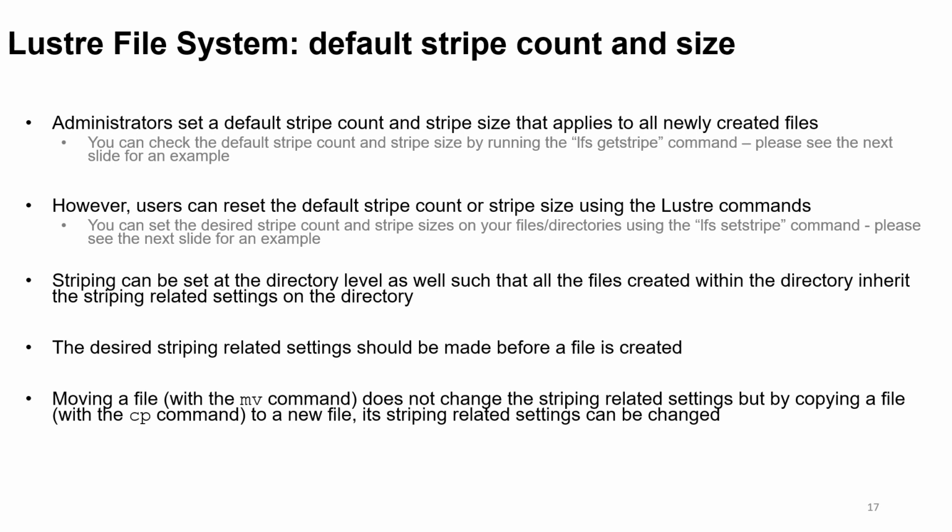System administrators set a default stripe count, which is the number of OSTs across which a file is stored by default. They also set a default value for the stripe size. Again, stripe size is the size of each chunk of the file that is stored on the object storage target. All newly created files on a file system by default follow these default stripe count and stripe sizes set by the system administrator. A cool thing about Lustre is that users on an HPC system can check these default values by running the LFS getstripe command, and can reset the default stripe count or stripe size on their files and directories using the Lustre LFS command.